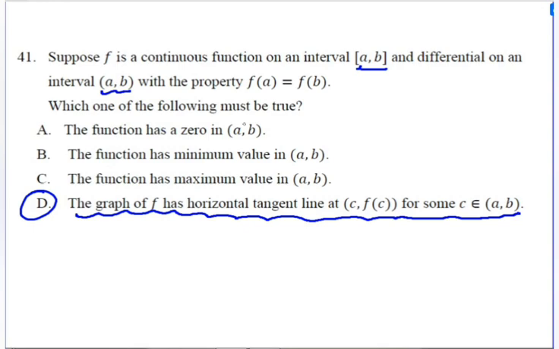The function has a 0 in (a, b): it may or may not have. This is not a must-true. The function has a minimum: it may have a minimum or maximum. Here, the same thing, minimum or maximum. So these three things are not must-true statements regarding Rolle's theorem. Therefore, our answer is D.